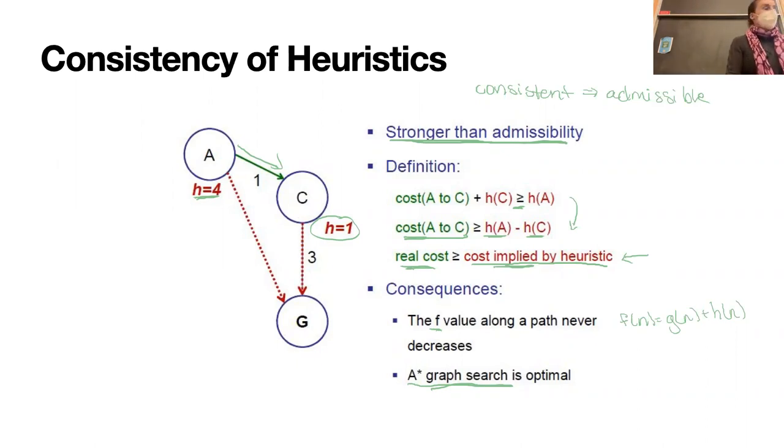Okay, I see a question. Yes, that graph is not consistent. No, this graph is not consistent. Questions?